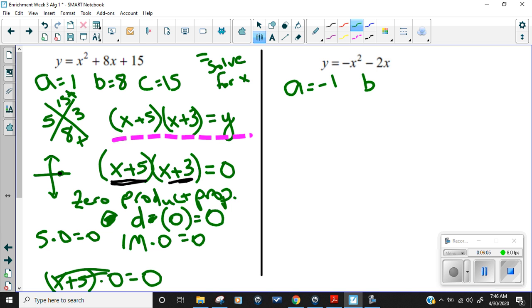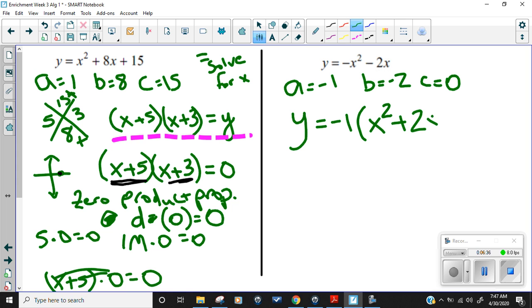B is negative 2. But there is no number without an x, so C is 0. But before I start getting into factoring it, whenever you have A as negative 1, you could always factor out a negative. So I'm going to factor out that negative, and I'm going to say negative 1 and then parentheses. Now if I take out the negative 1 there, I'm going to have x squared. And if I take out a negative 1 there, I'm going to have 2, because 2 times negative 1 is negative 2. So I get this now.